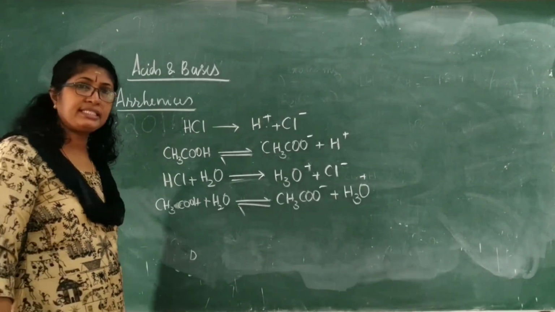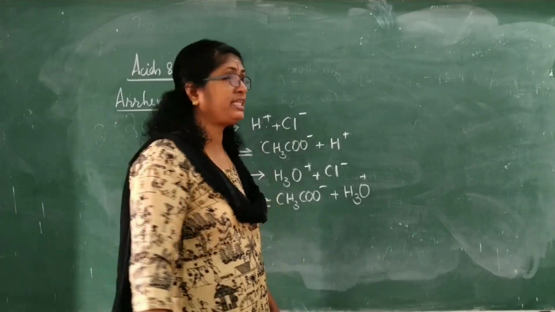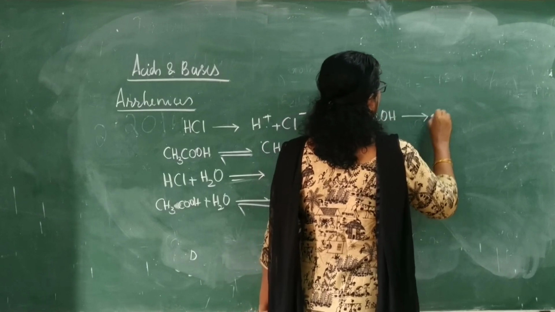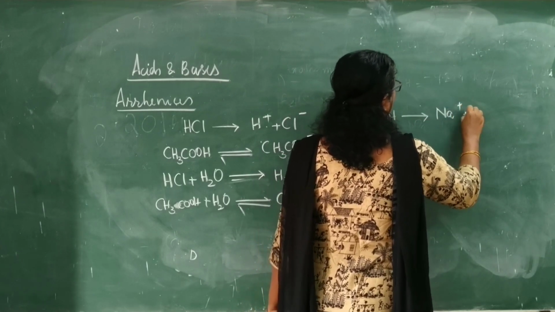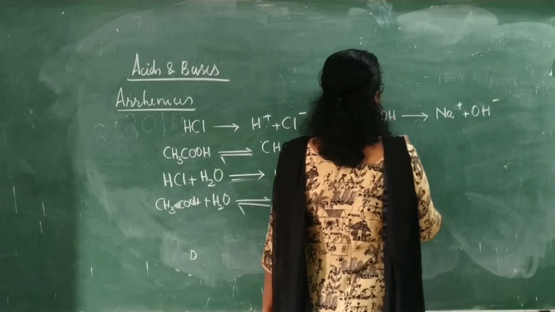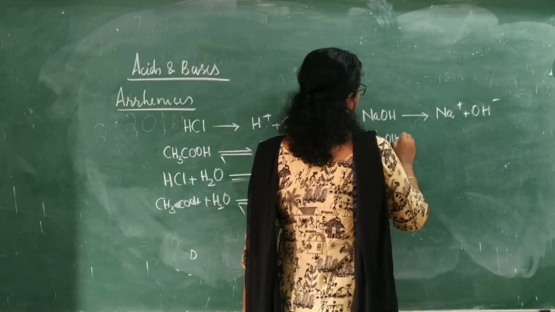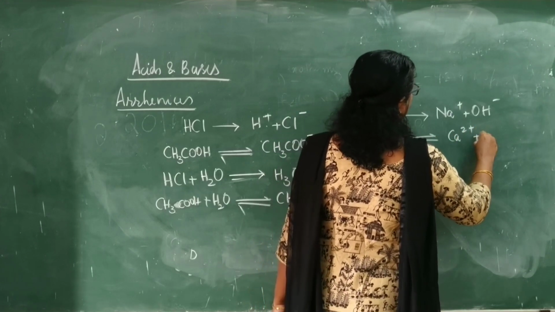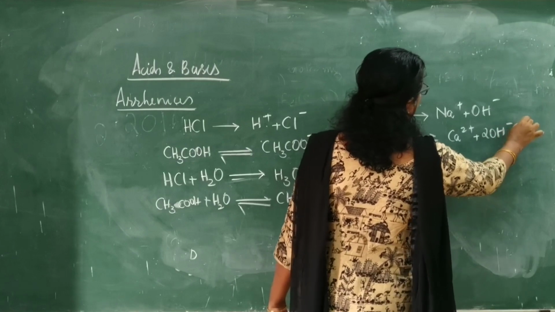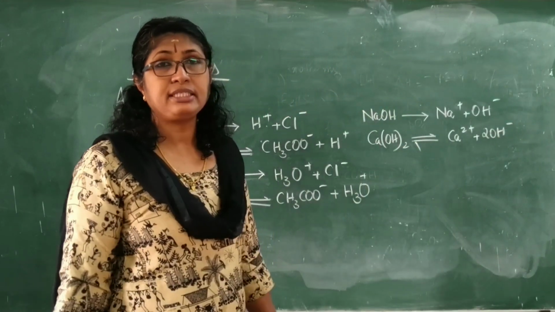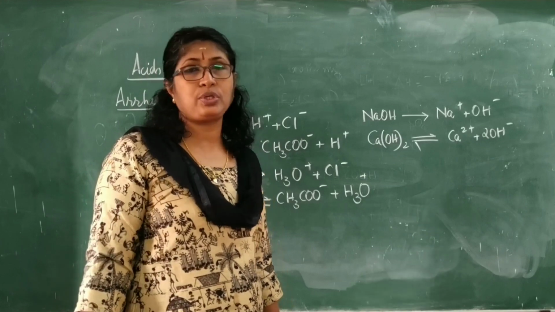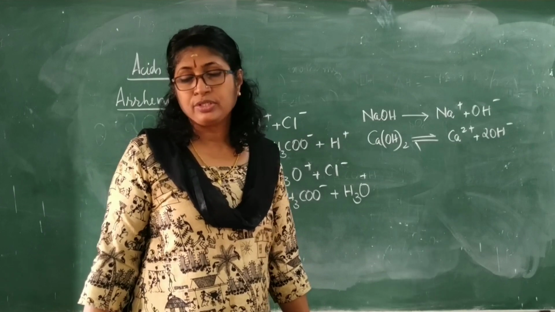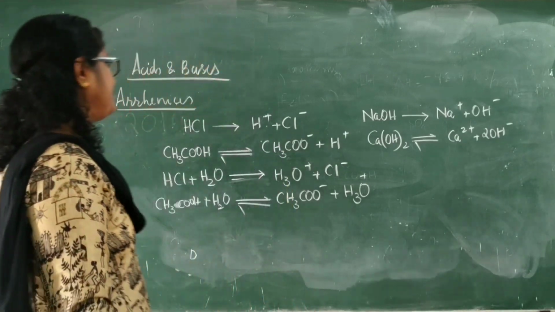Now bases are substances which give hydroxyl ions in solution. For example, NaOH produces Na+ ions and OH- ions in solution. Calcium hydroxide will be in equilibrium with Ca2+ and 2OH-. So bases are substances which give hydroxyl ions in solution. These are the definitions given by Arrhenius. So this is the Arrhenius concept of acids and bases.